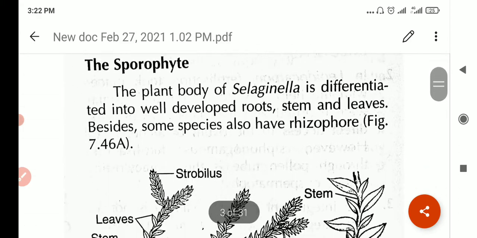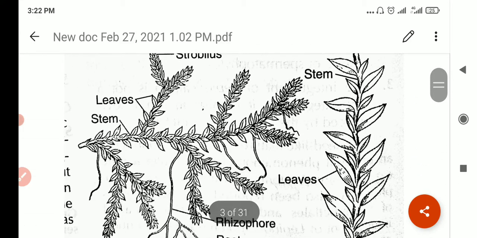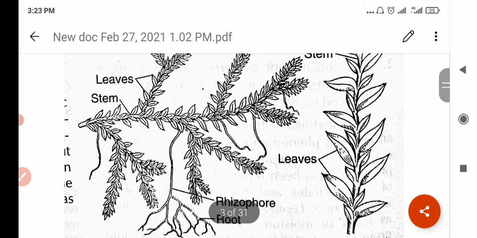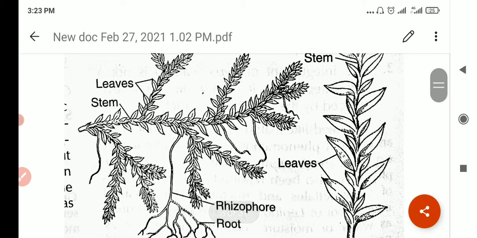Okay, so just looking at this image, you can describe from there, no, that it has a structure known as a rhizophore, which doesn't have any leaves, and from the rhizophore will appear the roots. Okay, then you can say that there are two types of leaves: small leaves and large leaves, microphylls and megaphylls. Then you can say that there's a ligule present at the base of each leaf.